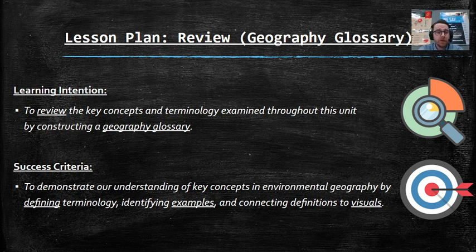This lesson, our learning intention is to review the key concepts and terminology examined throughout this unit by constructing a geography glossary, a GG. Success criteria is to demonstrate our understanding of key concepts in environmental geography, which has been our focus of Term 2, by defining key terms, identifying examples to demonstrate your understanding, and then connecting those definitions to visuals to further improve your understanding of these key topics.